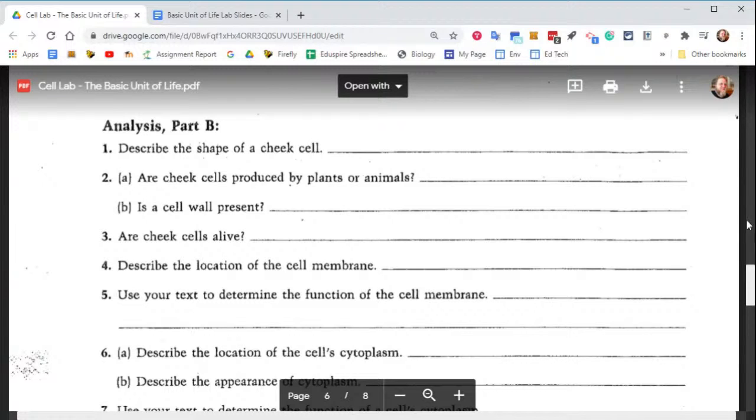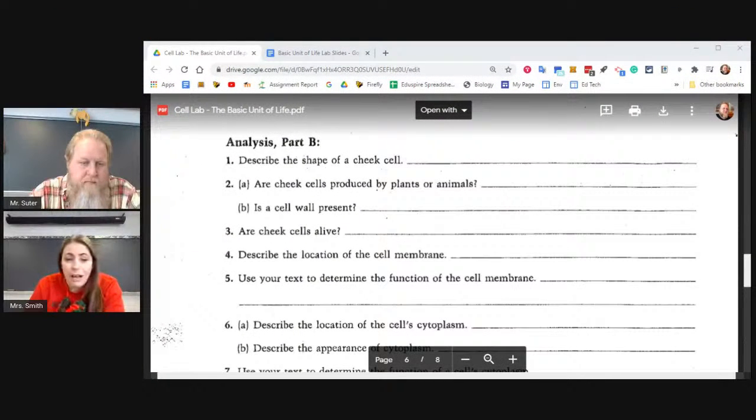And that is because cheek cells, hopefully you know that you are an animal and not a plant. That would be good. So then, is a cell wall present? No, because again, you are not a plant.